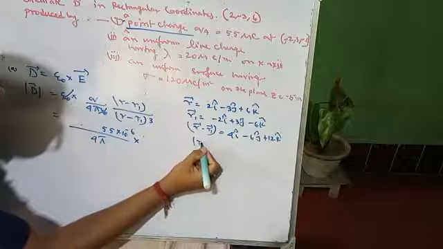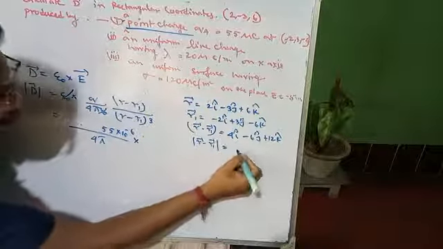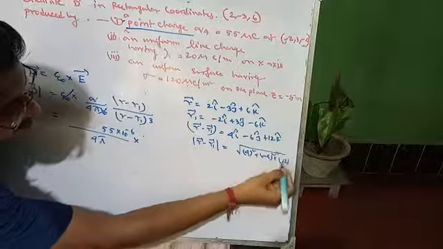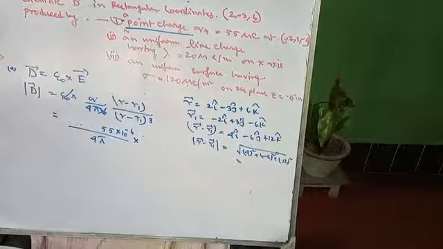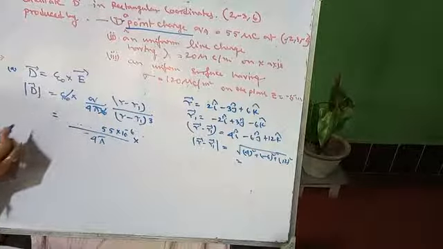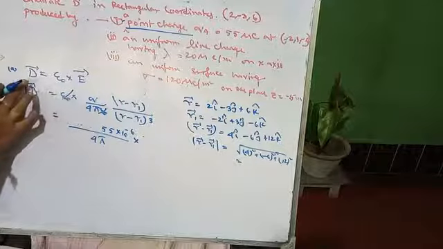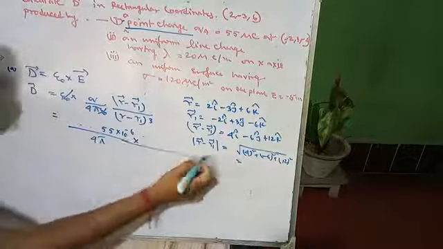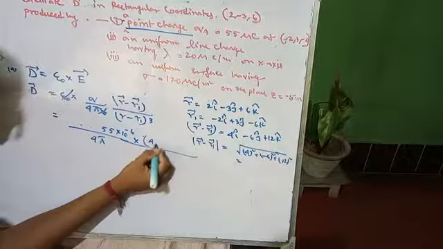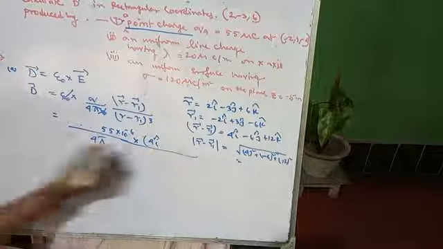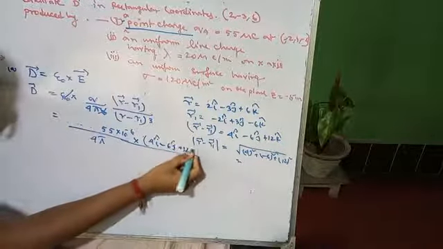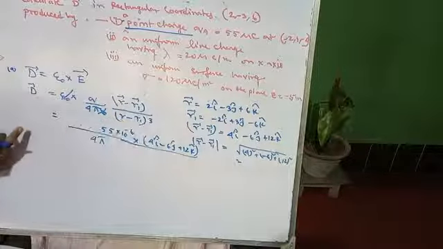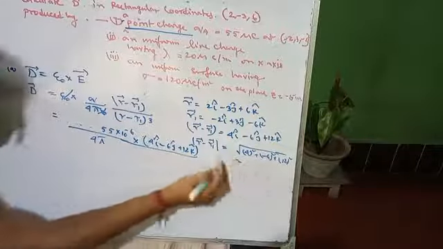So the modulus of R vector minus R1 vector will be root over of 4 square plus minus 6 square plus 12 square. Before finding the magnitude, you have to first find the direction, so put these values over here: 4 i cap minus 6 j cap plus 12 k cap. And R minus R1, the modulus value, will be whole cube.